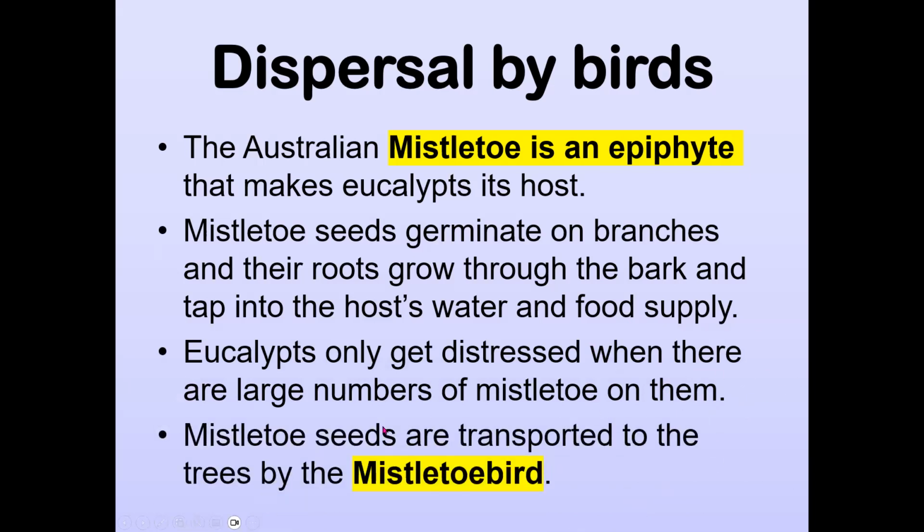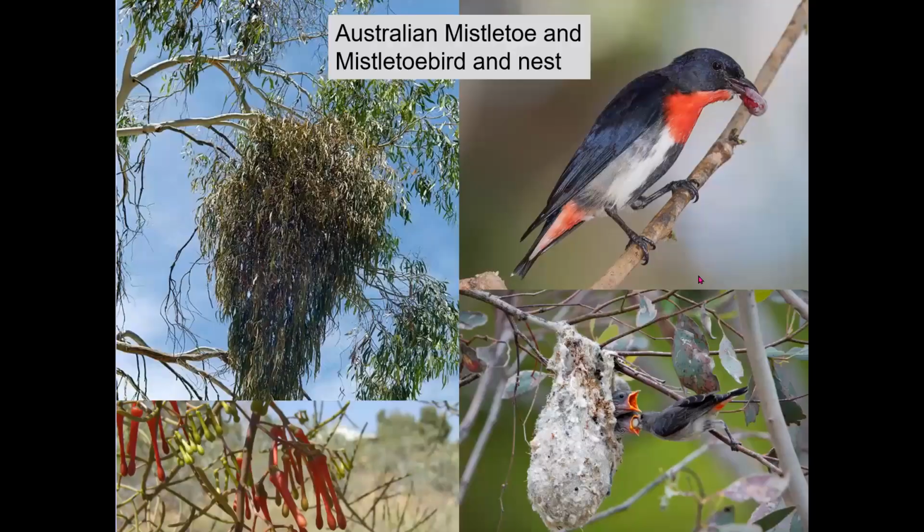And so there's a bird here called the mistletoe bird, and that actually eats the fruit of the mistletoe, goes to another plant, another tree, and it poos the seeds on, and if it's caught in the bark, it will grow. So here's an example, top left corner.